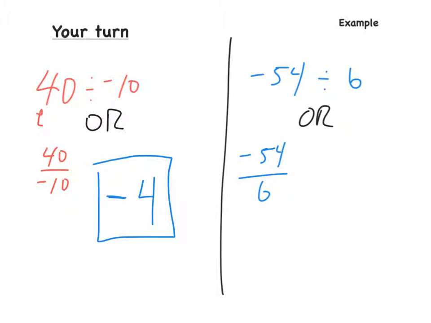And let's look at the second one. We have a negative 54 divided by a positive 6.